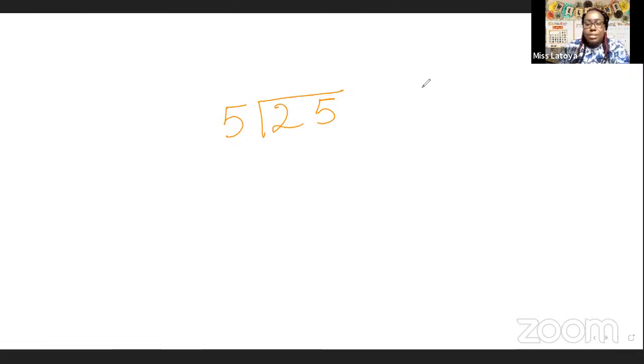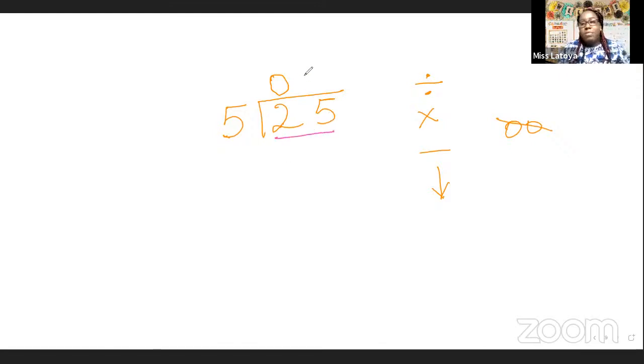So again, the steps in long division: we divide, we multiply, we subtract, and then we bring down. Let's begin. 5 into 2. Could 5 go into 2? No. 5 cannot go into 2. This question is asking me how many groups of 5 I can get from 2. None. 5 can go into 2 0 times. So now I have to say 5 into 25, okay?